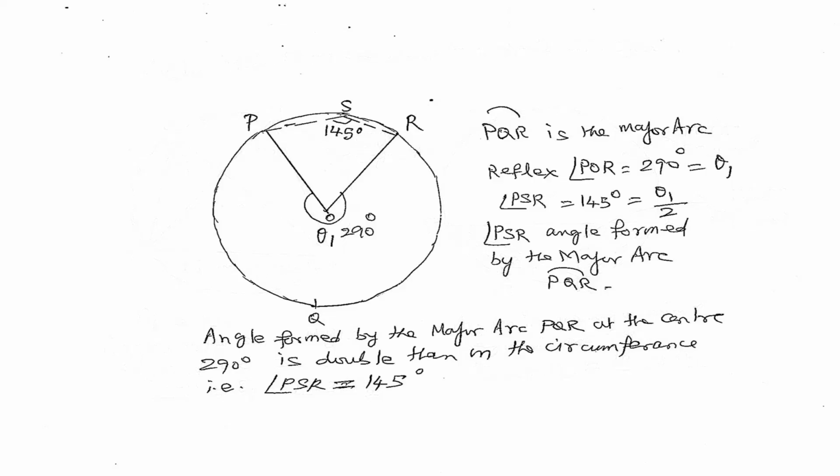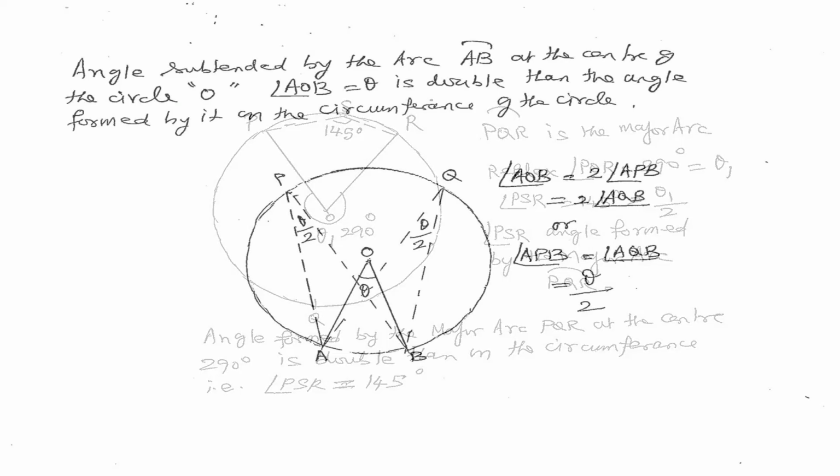In the next slide, PQR is an arc, the major arc. Reflex angle POR is equal to 290 degrees, that is theta 1. PSR is equal to 145 degrees, theta 1 by 2. PSR is the angle formed by the major arc PQR. The angle formed by the major arc PQR at the center is 290 degrees, which is double the angle formed by the arc on the circumference of the circle, that is PSR is equal to 145 degrees.